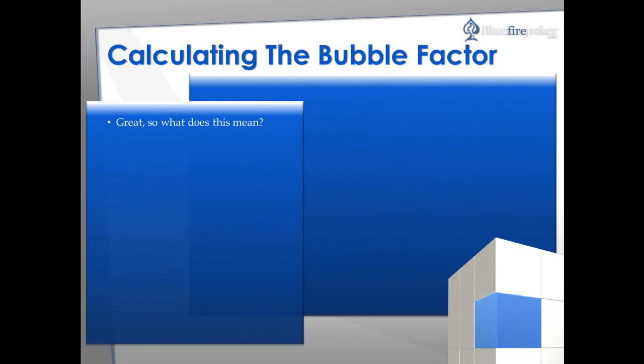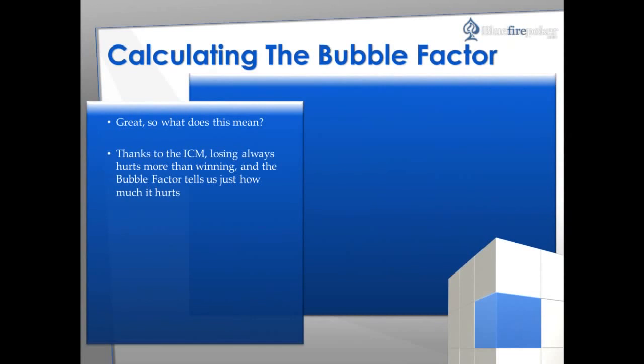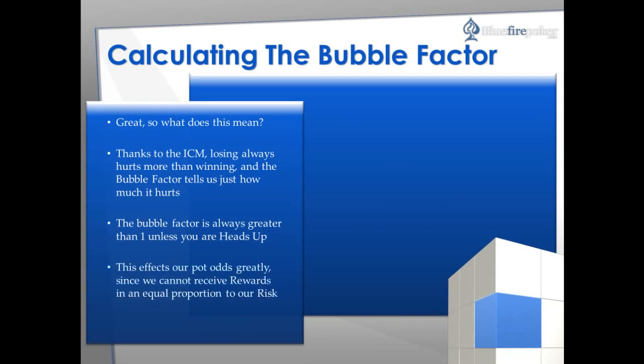So what exactly does this mean? Well, we know that thanks to the ICM, losing always hurts us more than winning helps us. So the bubble factor tells us just how much it hurts to lose compared to win. It's always greater than 1 unless we are heads up. And the bubble factor affects our pot odds greatly because we cannot receive rewards in an equal proportion to the risk we are undertaking in a particular hand.